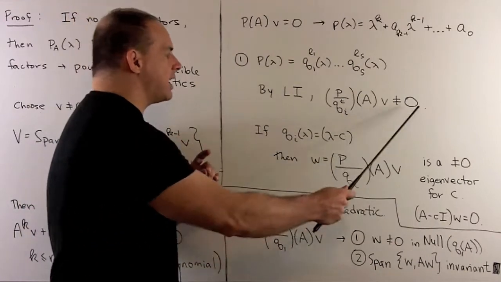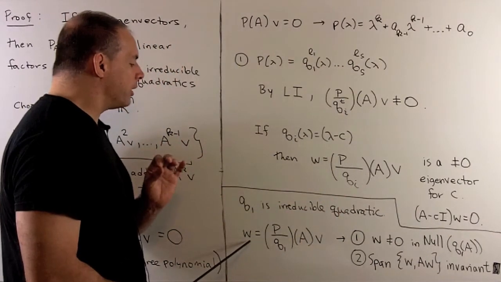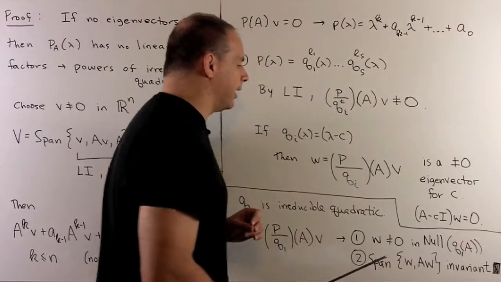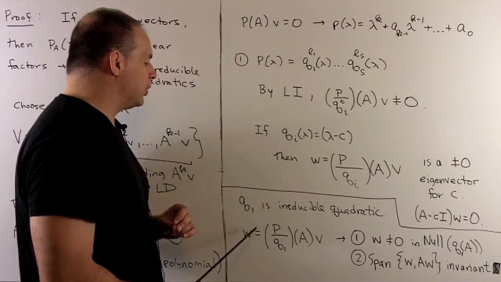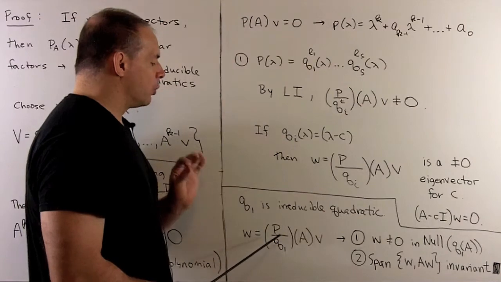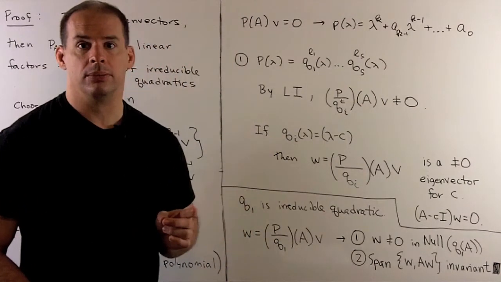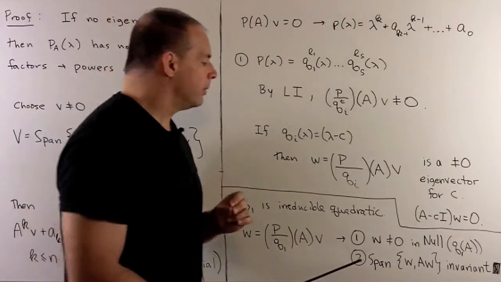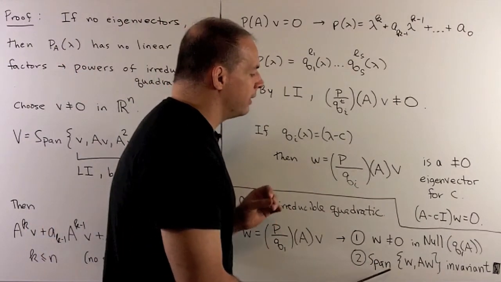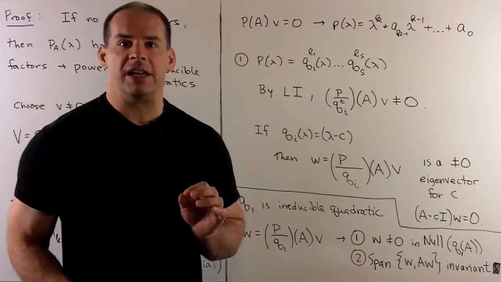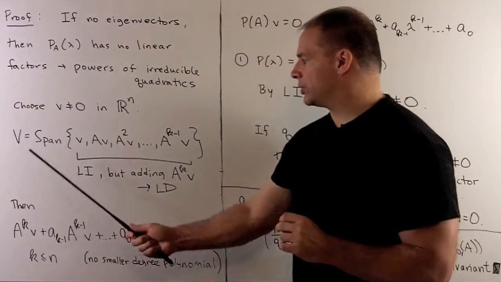So our recipe says this is a non-zero vector. And we also have that it's in the null space of Q1 applied to A. So if I multiply by Q1 applied to A, we're just looking at P of A applied to V, which is 0. Also, if I take the span of W and AW, we're going to have an invariant subspace by the same reasoning we used here.